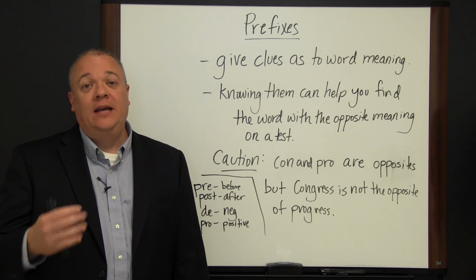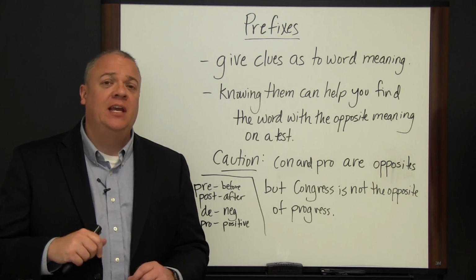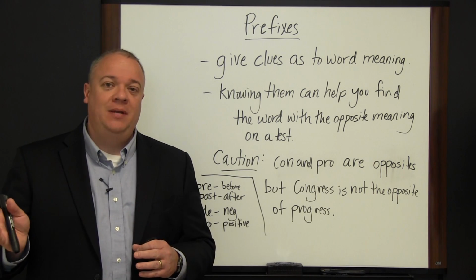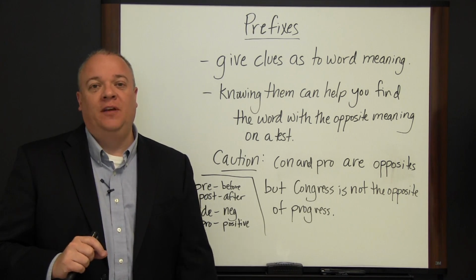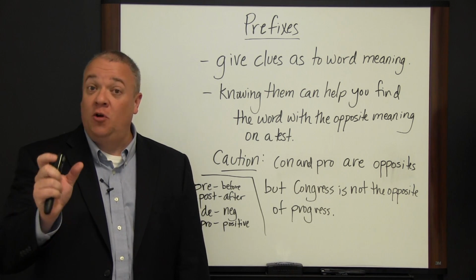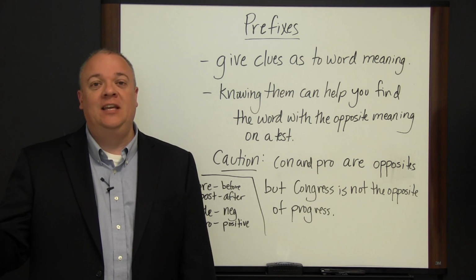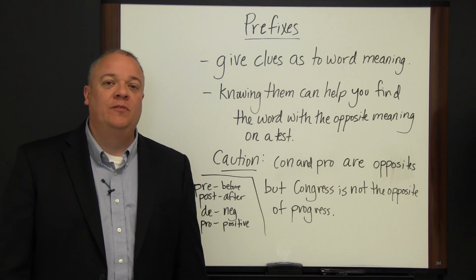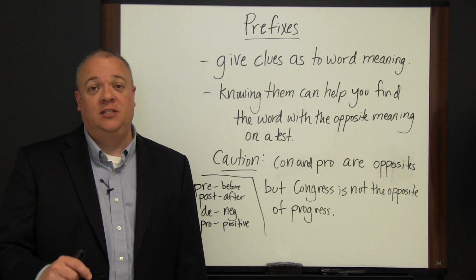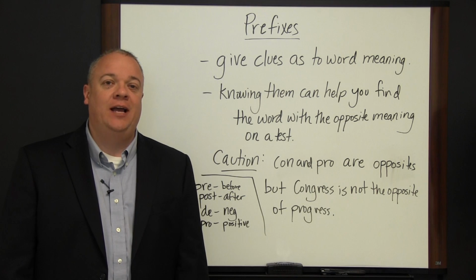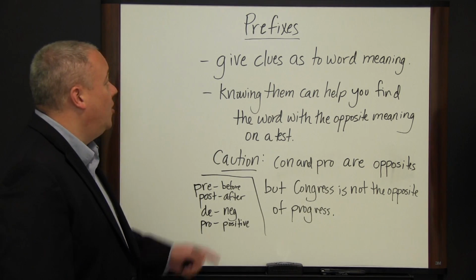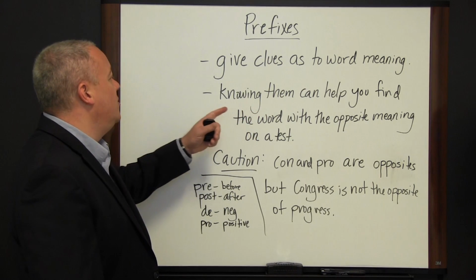meaning of a word. And they're important clues, especially if you're taking a standardized test where they say we want you to find the word with the opposite meaning. Sometimes just knowing the prefix can give you enough of a clue, even if you don't know what the root means, to find the opposite. We've got a few examples on the board, and we want to go through those briefly just to show you the importance of prefixes, how they can help you in your test-taking strategies, and how they can help you understand the meanings of words. So prefixes give clues as to a word's meaning.